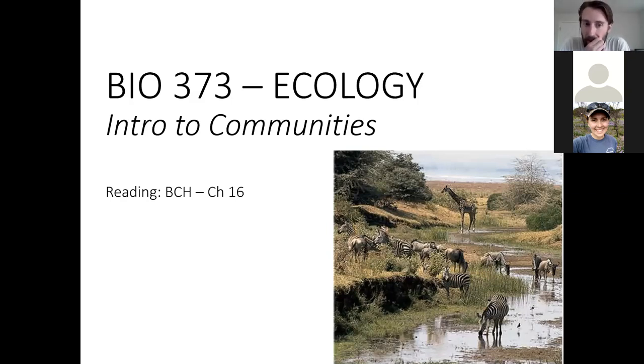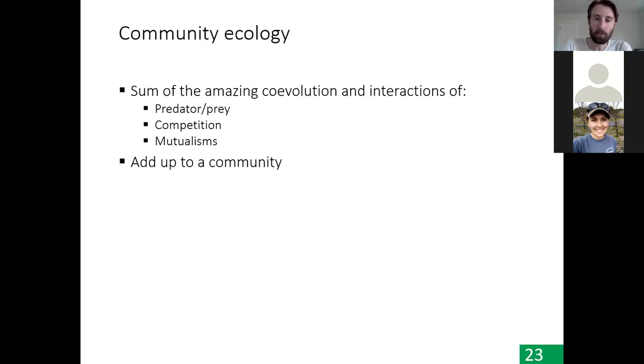Okay, so let's start talking about communities. This is in chapter 16, the intro to communities chapter in your textbook. Community ecology is the sum of all of these interactions that we've been talking about: predator-prey interactions, competition, mutualism, all added up together for a given place. So communities are defined by a given place. You've got a community of organisms living in the same place. That's what's defining communities.